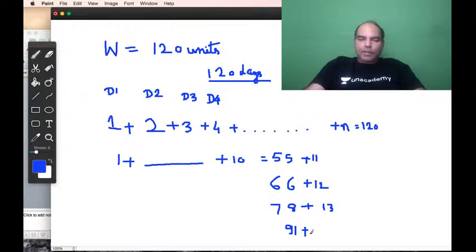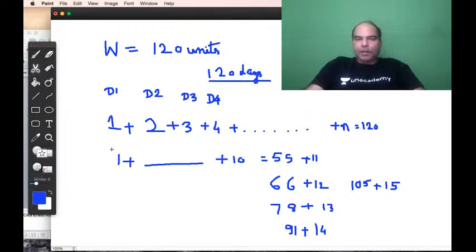Plus 14 makes it 105. And plus 15 makes it 120. So you can do it this way also, that it's 15. So any which way you do it, you will get the answer is 15 in this question.